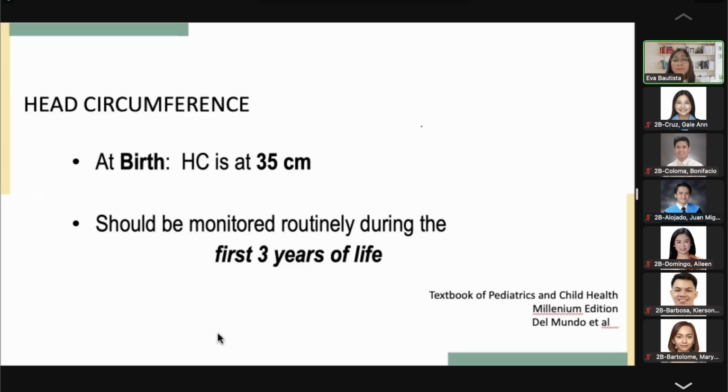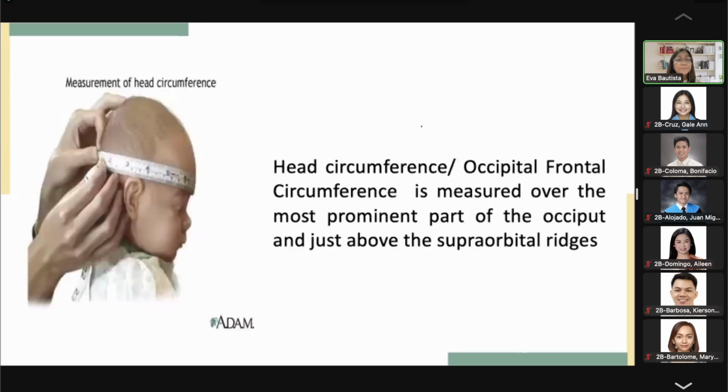So at birth, the head circumference is usually about 1 to 2 centimeters larger than the chest circumference. So larger siya sa chest circumference. So at birth, mga 34, 33 centimeters ang chest. And this is how we measure the head circumference. Okay. Using a tape measure, okay, we look at the supraorbital ridge and then around the occipital prominence in the back of the head. Okay. And that's the maximal circumference.